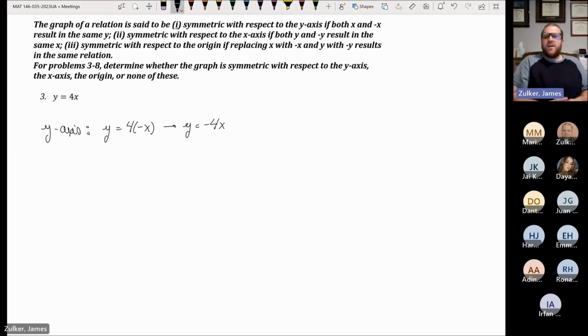Now what we do is we ask ourselves, is that the same relation? Are those relations equivalent? Okay, well, they're clearly not, right? The x be 1, you get 4, and then you'll get negative 4. They are not the same. So we do not have y-axis symmetry.